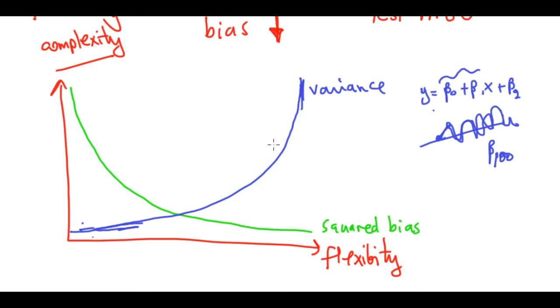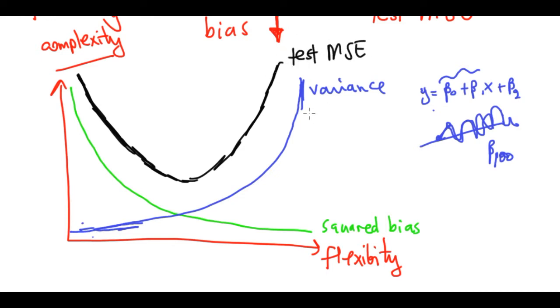So now, what happens to test MSE? We know that our test MSE is the summation of these 2 points here. So its shape will be something like this. This becomes our test MSE. As flexibility increases, bias tends to initially decrease faster than variance is increasing. Therefore, our test MSE declines. It declines, cool.